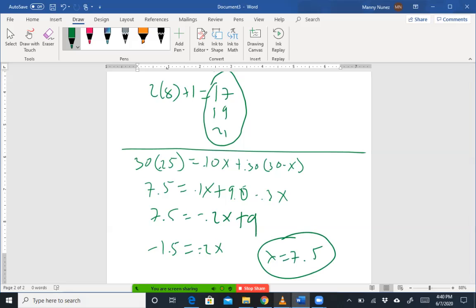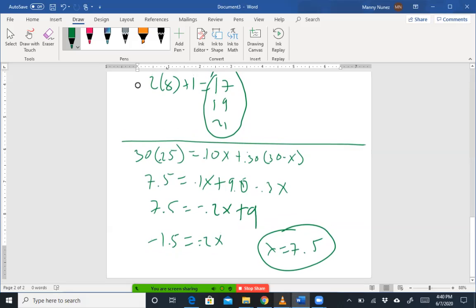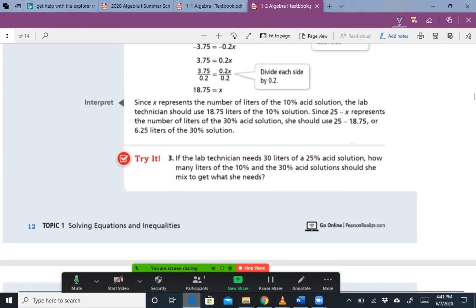But then I need the 30 minus x. So that means 30 minus 7.5, that is going to be 22.5. So I need 7.5 and then 22.5 to add to 30. Not that bad. You just need to make the equation. Not that difficult. Here we go. Moving on.